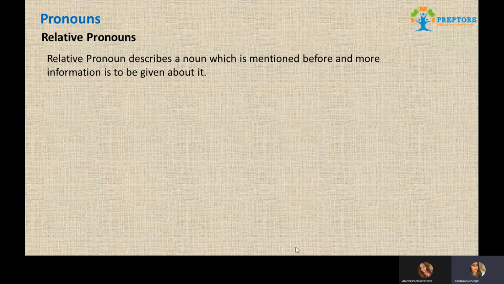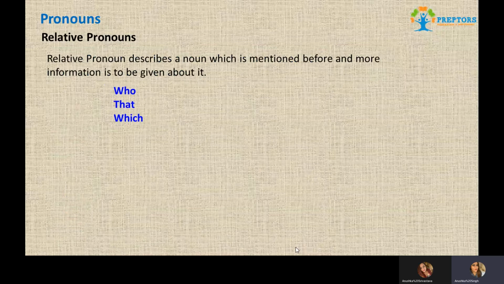We also have relative pronouns. Relative pronouns basically describe a noun which is mentioned before and more information is to be given about it. So in this pronoun there is a noun that is mentioned and I am describing the noun even further. Who, that and which are a few examples of relative pronouns. Who is usually used for a person, that and which are used for non-living things.